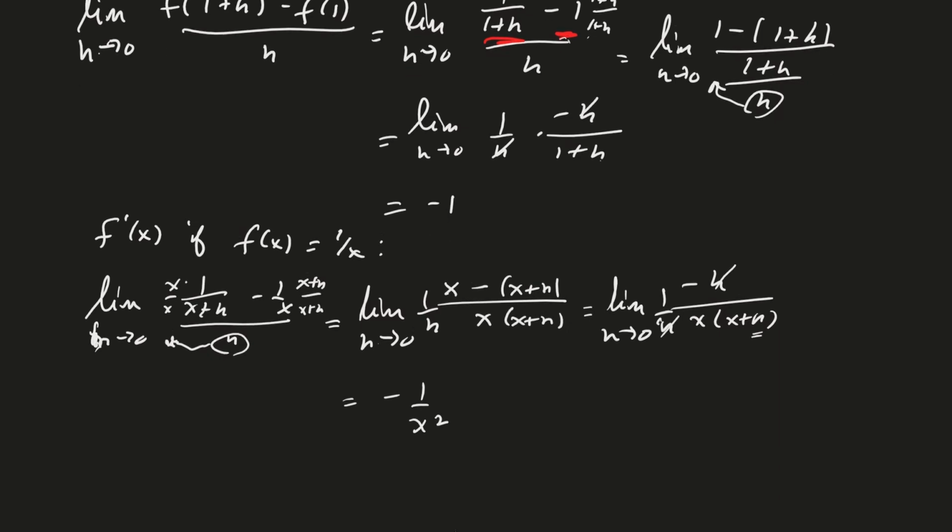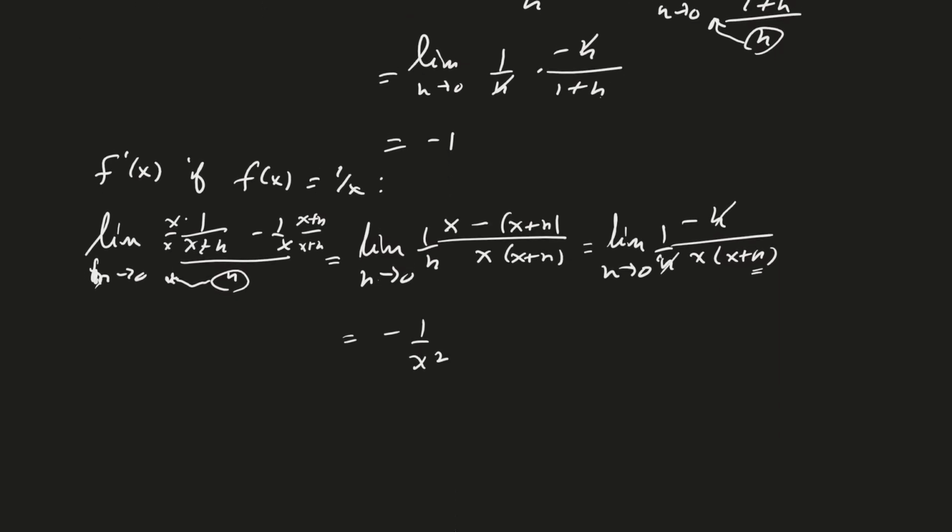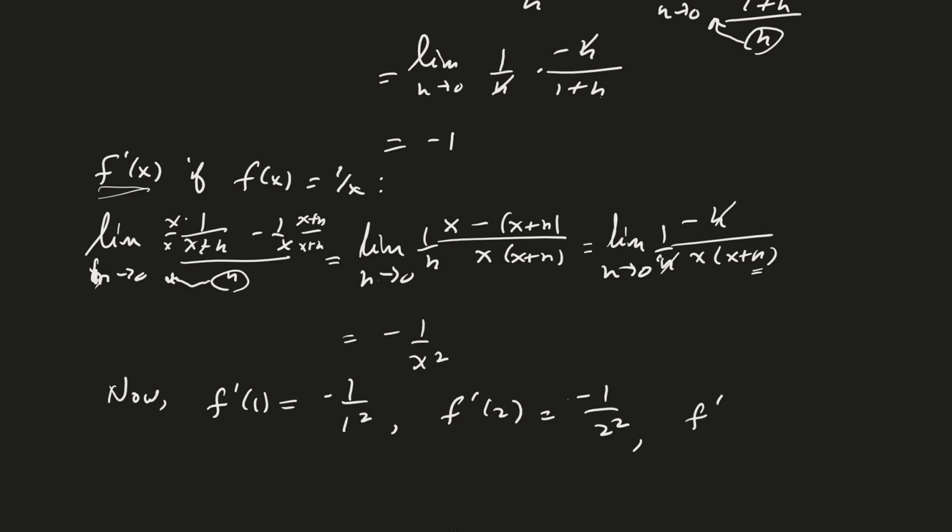Because notice that you could also compute the general formula for f prime of x, and now, for example, f prime of 1 is equal to minus 1 over 1 squared, right? F prime of 2 would be minus 1 over 2 squared. F prime of negative 1, you could do that one too, minus 1 over negative 1 squared, etc. Okay, good. I'll stop here and we'll continue in the next video.